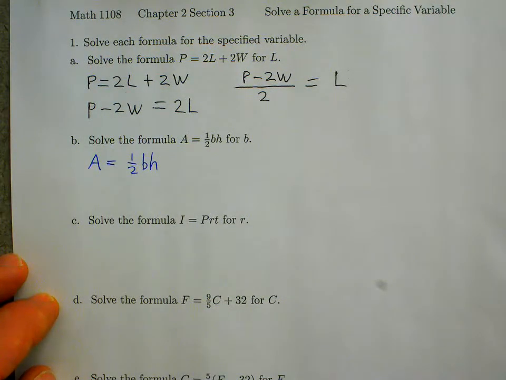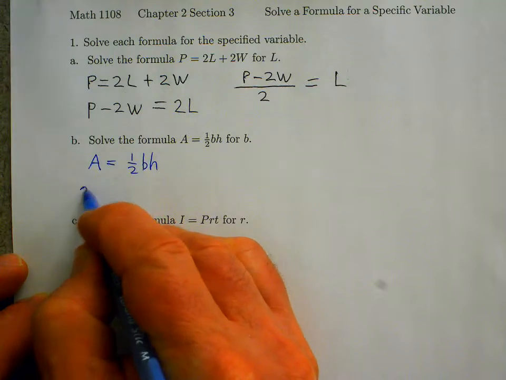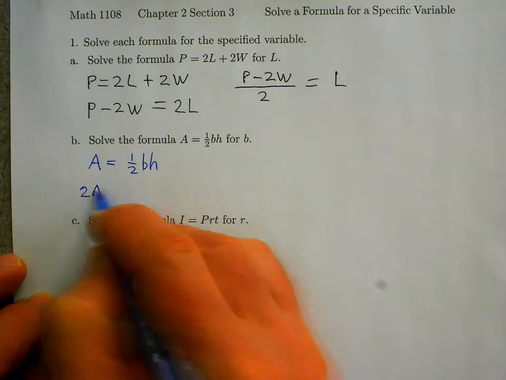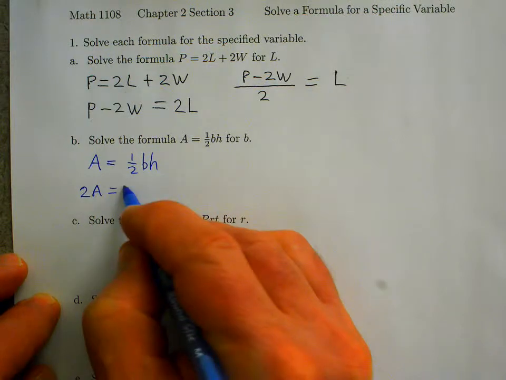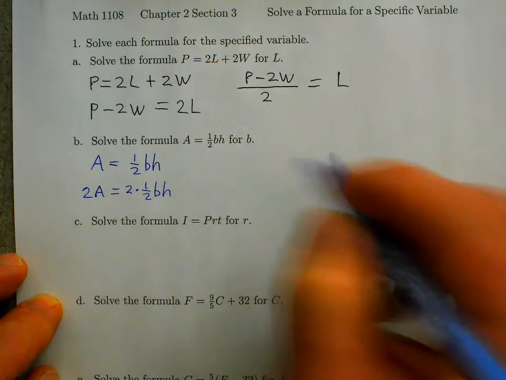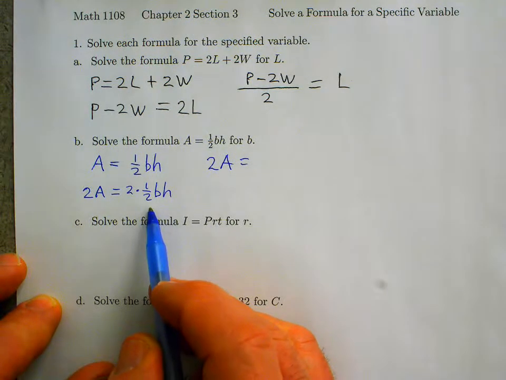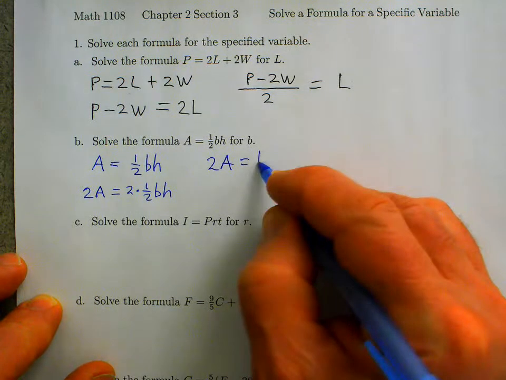So let's multiply both sides by the reciprocal of 1/2. The reciprocal of 1/2 is just 2. So let's multiply both sides by 2. And on the left-hand side, I get 2 times A. On the right-hand side, 2 times 1/2 times B times H. But 2 times 1/2 is 1, so I just get 1 times B times H.